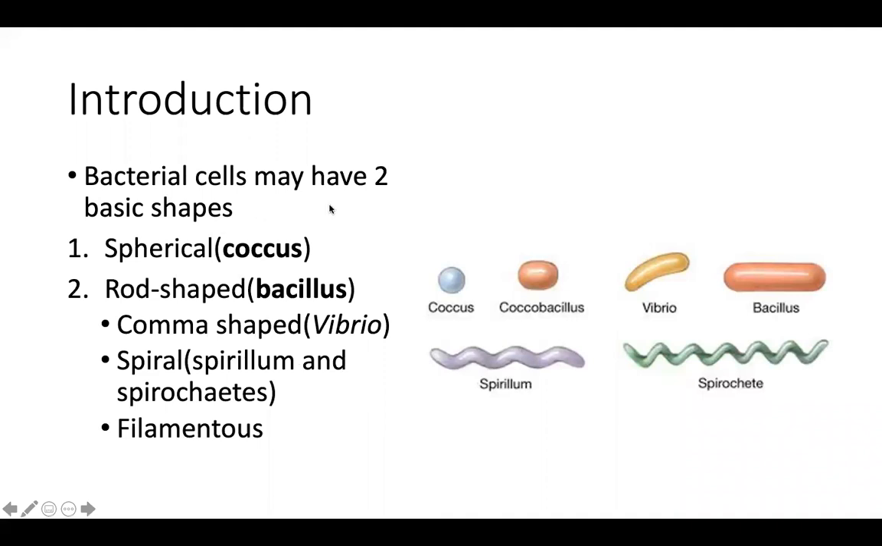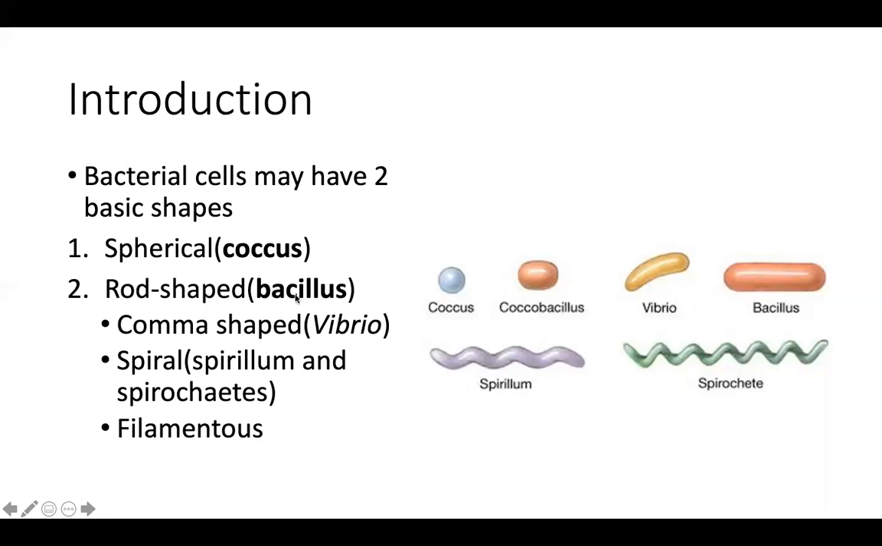Now, the bacterial cells may have two basic shapes. These will be important when you're looking at bacteria under the microscope. The shape helps you to have an idea, the first idea of what you might be dealing with. So is it spherical? These are coccus, singular, cocci, plural. It could also be rod-shaped, and we refer to this as bacillus, singular, or bacilli, plural.